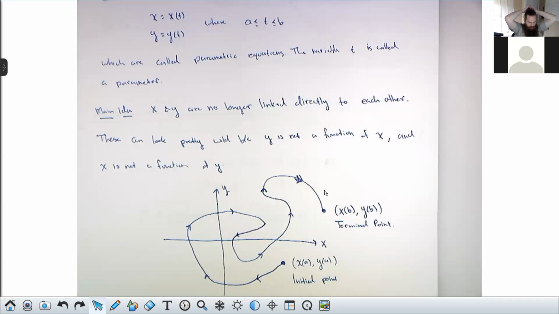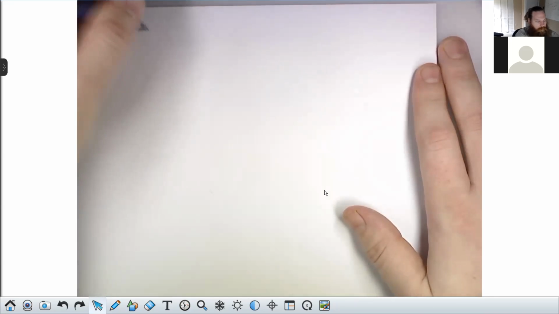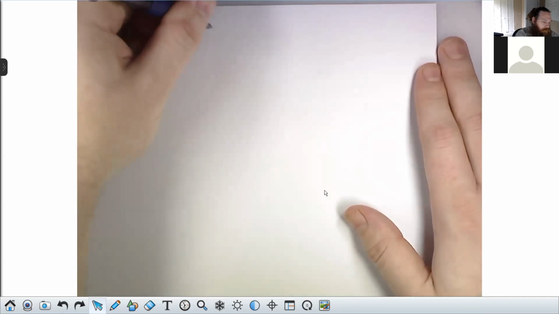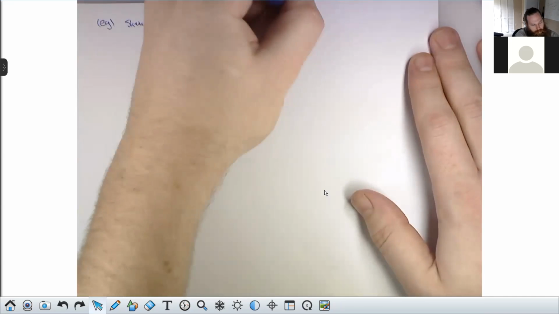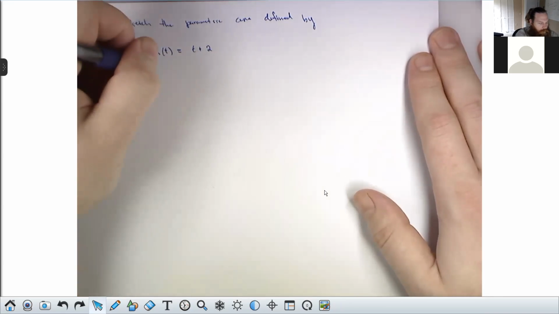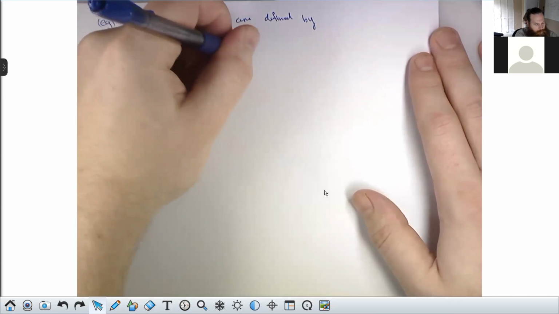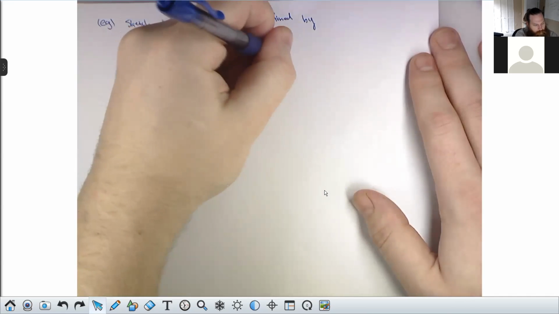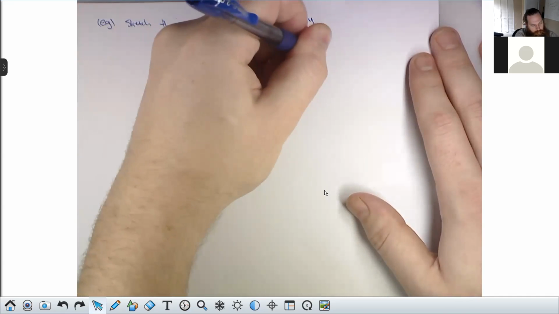Maybe to start, we'll keep things somewhat simple. Let's sketch the parametric curve defined by x of t equals t plus 2 and y of t equals 4 minus t squared, where negative 10 is less than or equal to t is less than or equal to 10.